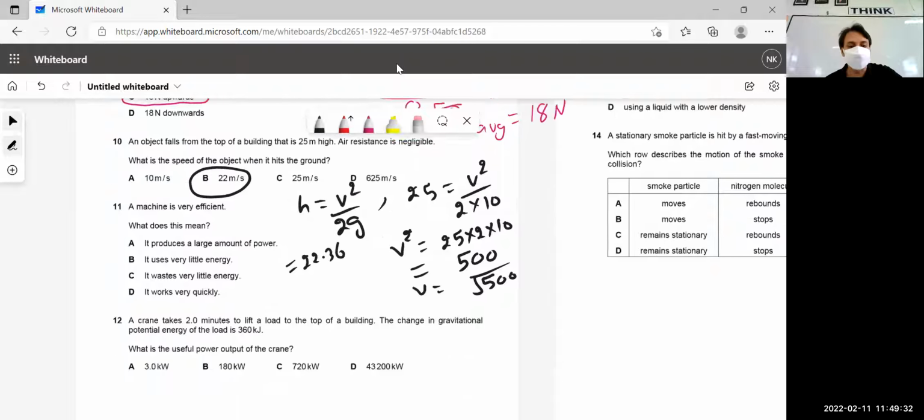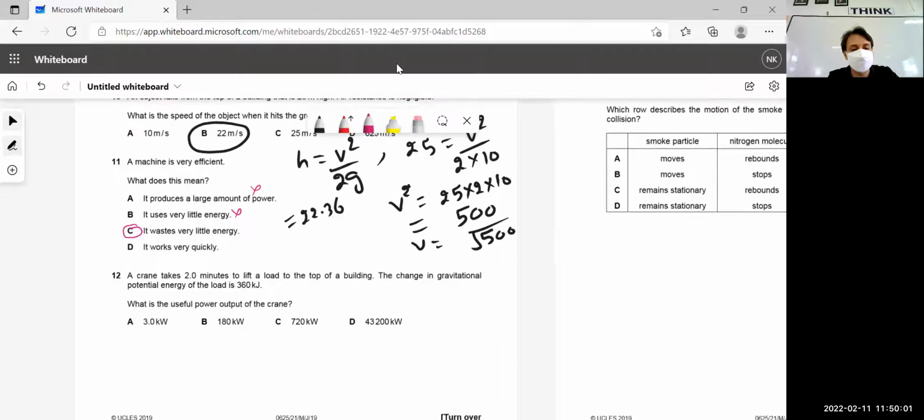A machine is very efficient. A very efficient machine means that it uses very little energy and the output should be better. It wastes very little energy. If the wastage of energy is minimum, that is called a very efficient machine. So for question number 11, the answer is C.